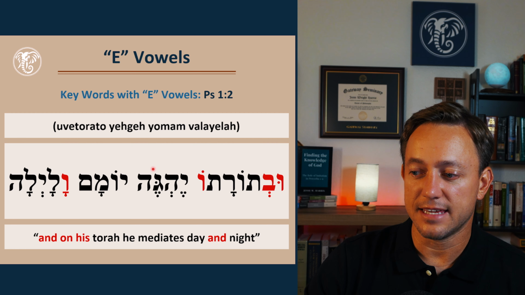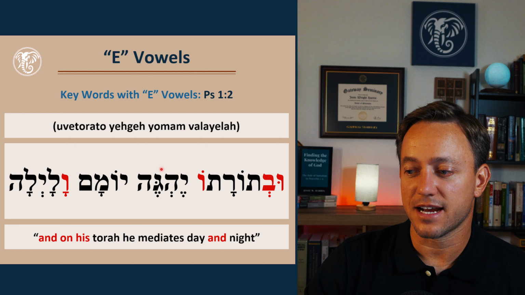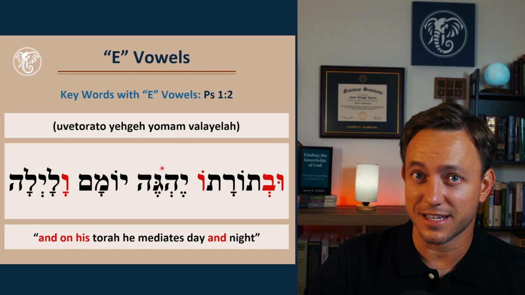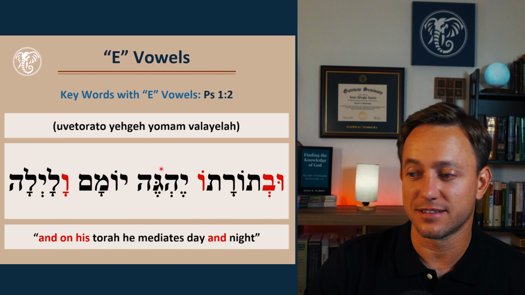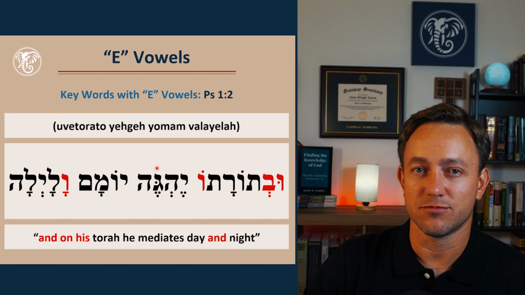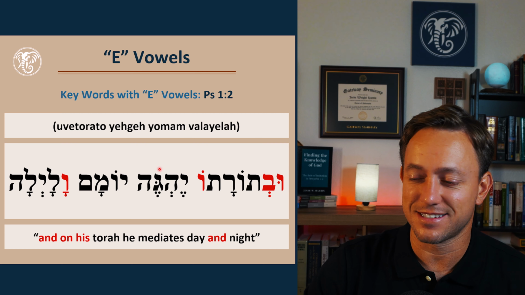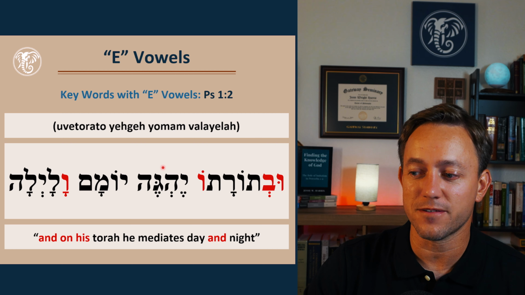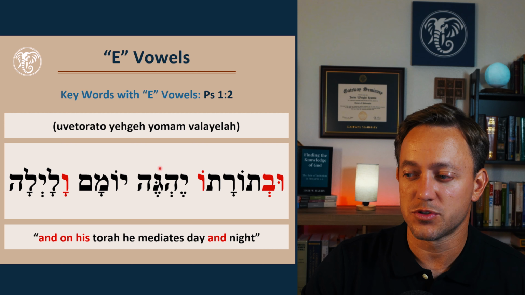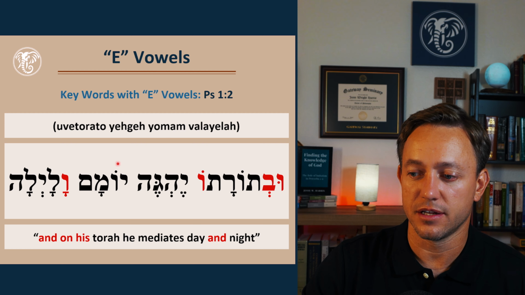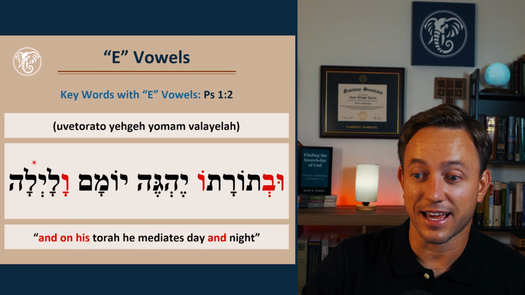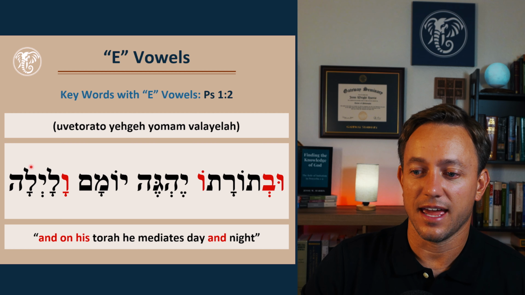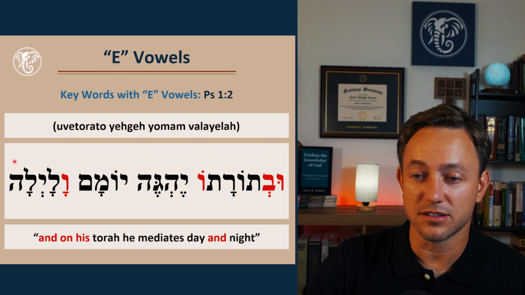Yegeh, he meditates, or it's actually kind of the word for like to mumble almost. So to like say. So in other words, he recites and repeats and considers and ruminates and marinates and meditates, right? Whatever combination of words you want to use. He is filled with God's word and God's instruction. Yomam valayla, daily and nightly, or every day and every night, or all day and all night.